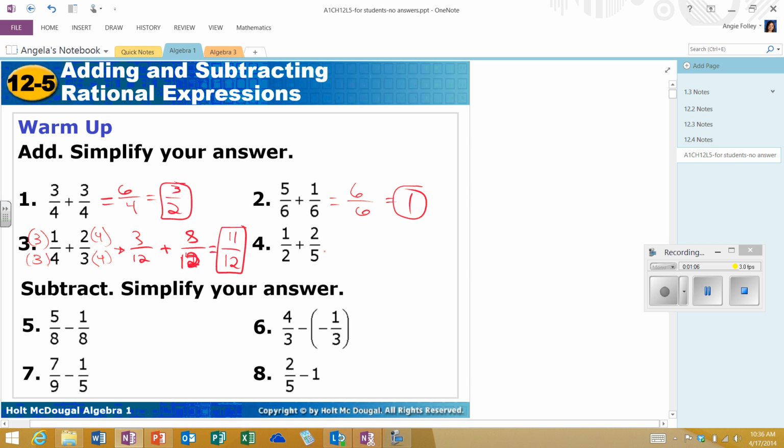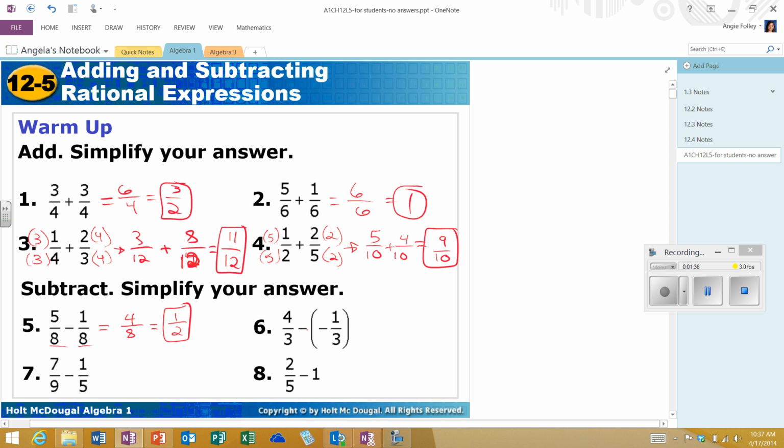All right, common denominator of 5 and 2 is 10. So to get 5 to 10, I need to multiply by 2. To get 2 to 10, I need to multiply by 5. So that becomes 5 over 10 plus 4 over 10, which is equal to 9 over 10. Okay, so now we're going to subtract. Nice and easy, I've got the same denominator, so that just equals 4 over 8, because 5 minus 1 is 4, which is simplified to 1/2.